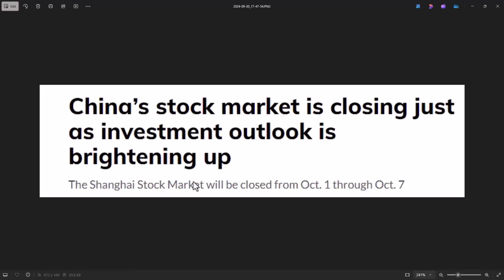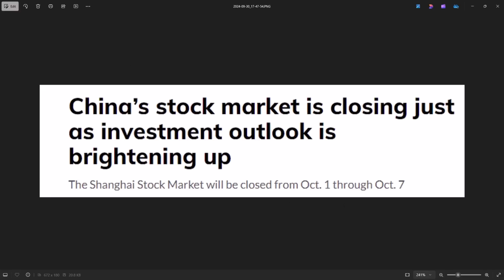Now, just as everyone was getting giddy with the China names, and I am as well, and I do like this trade longer term, you just got to realize Shanghai stock market will be closed from October 1st to October 7th. So now you're going to have a lot of people and a lot of uncertainty on how this is going to play out. And now people are going to have time to digest this. And a lot of people, quite frankly, aren't even aware of this.